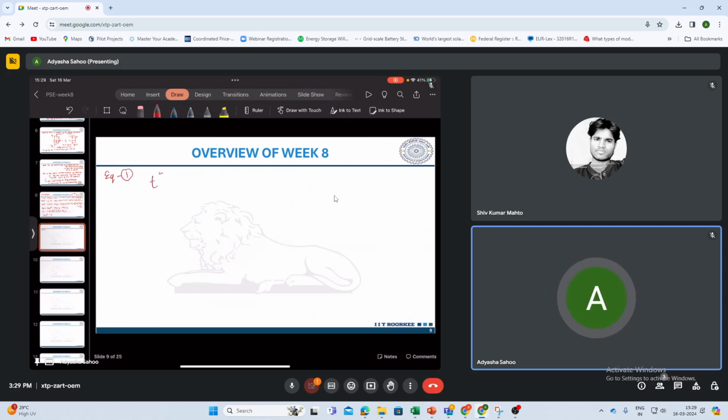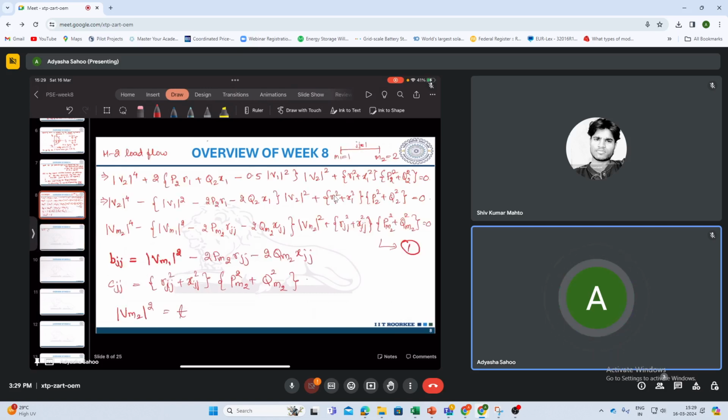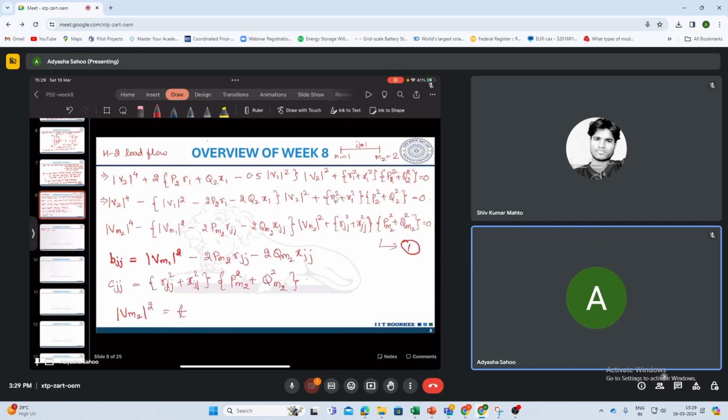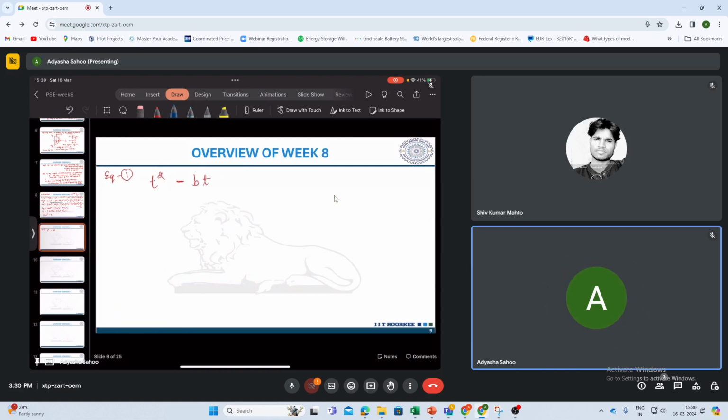t square, because Vm2 to the power 4, minus Bjj times t. I am neglecting the node numbers, so I am writing Bjj as B, times t, right? So this is B, this is t, this is t square, plus c, plus c equals 0.